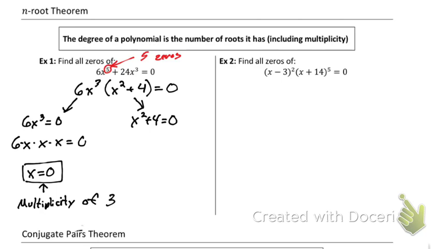Our next one is x squared plus 4, so we would just subtract 4 from both sides. We'd have x squared equals negative 4. I would take the square root of both sides. We'd have x equals plus or minus the square root of negative 4. Well, that's going to reduce down to x equals plus or minus i times the square root of 4. Square root of 4 is 2, so it would be 2i.